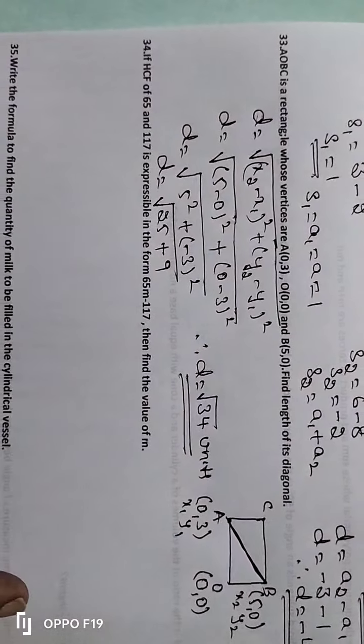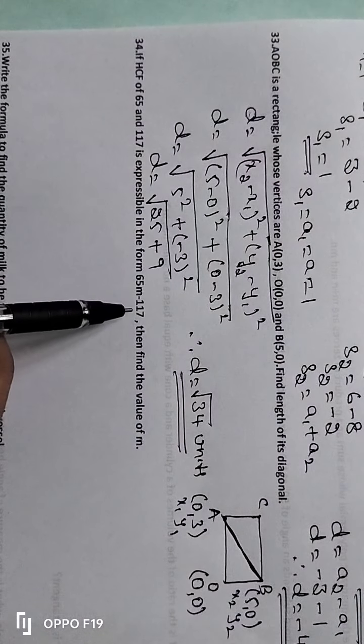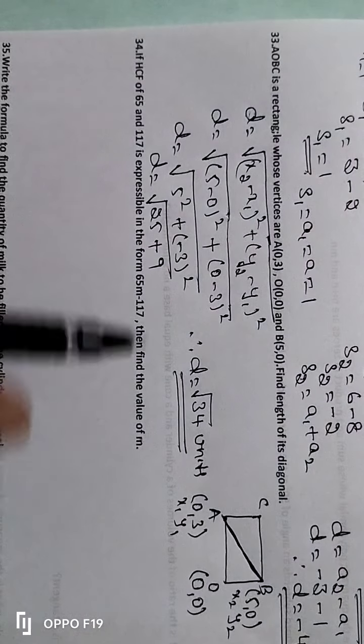Then coming to the 34th question, what they have given, that is if HCF of 65 and 117 is expressible in the form of 65m minus 117, find the value of m.